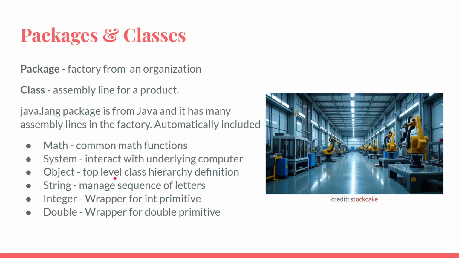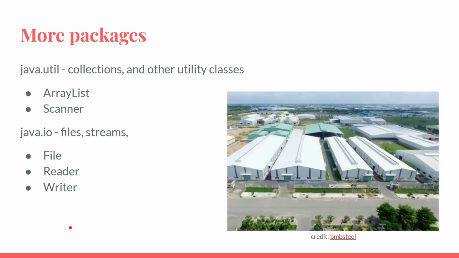As you can see from this slide, objects, strings, integers, and doubles are other classes that are available. These are other important classes in the java.lang package that we will save for future episodes. Zooming out even farther at 1,000 feet, a big company may have many factories to make many things. Same for Java. Java provides many other packages. We will learn about java.util and java.io packages and the important classes inside those packages in future episodes.